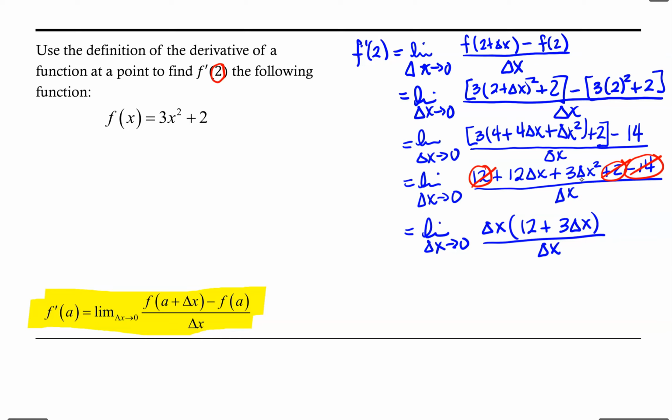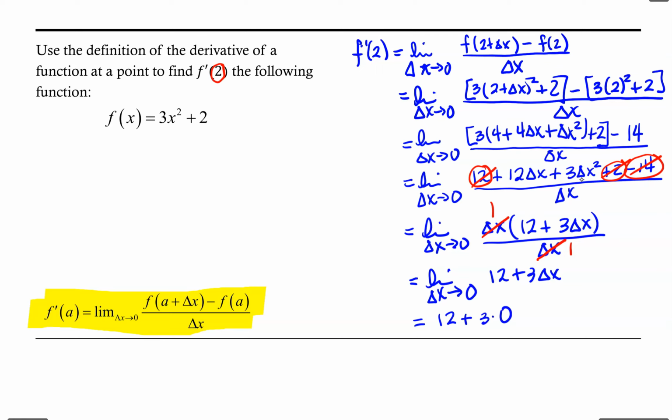And now we have a product in the numerator divided by delta x in the denominator, so those can divide out. And what we end up with is the limit as delta x approaches 0 of 12 plus 3 delta x. Now, as delta x approaches 0, then 12 plus 3 delta x will approach 12 plus 3 times 0.